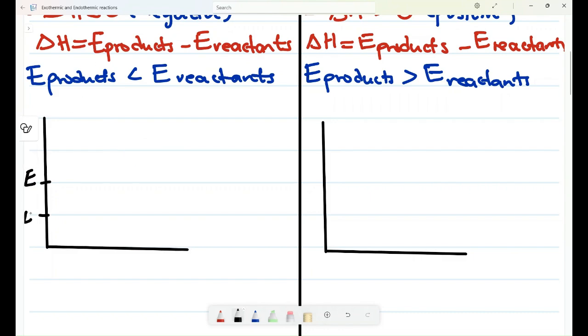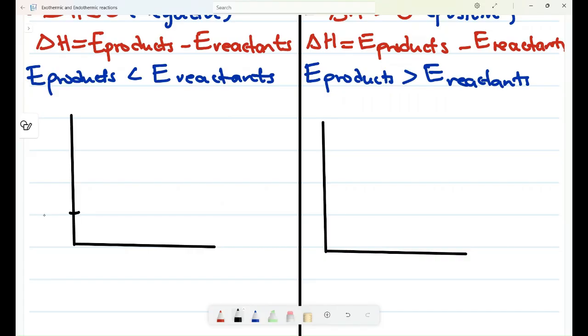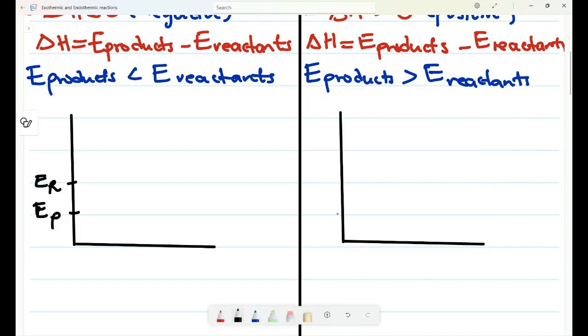So it means this one should be energy of the... let me move my graph a little bit to the side, like so. Okay, yes. So here it will be the energy of the product since they are less, right? Then this will be the energy of the reactants. But in this case, can you see now the energy of the product is higher? So it means this one is the energy of the reactants. Then this is the energy of the product.